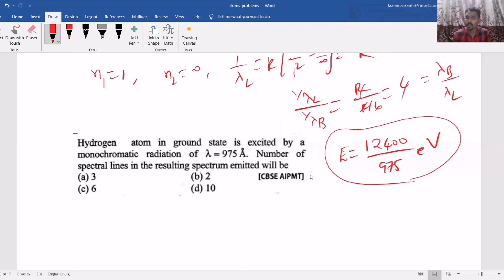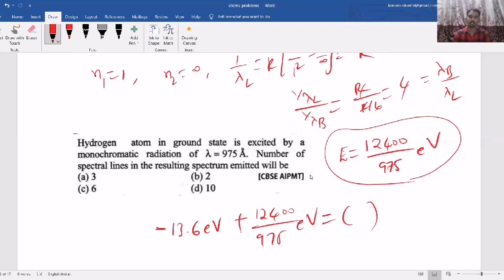Now, you have given it to the electron in the hydrogen atom in ground state. What is the energy of the electron in ground state? Minus 13.6 electron volt. Now how much have you given? 12,400 by 975. Approximately you can take 1000, so 12.4, I am just telling approximately. Now this is equal to some energy. This much energy is needed, but you have given only this much.